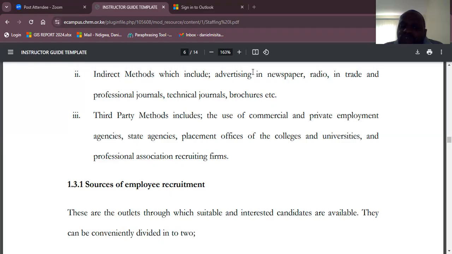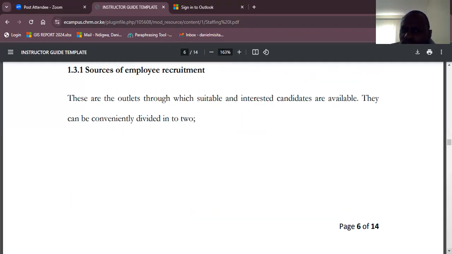Then we also have professional association recruitment firms. These are firms that deal with professionals, and their main focus is to capitalize on different professions so that they can recruit those professionals on behalf of the organizations. Okay, what are some of the sources of employee recruitment? When we talk about sources of employee recruitment, we are trying to look at some of the outlets where you can easily get potential employees who are suitable and interested in that particular job.